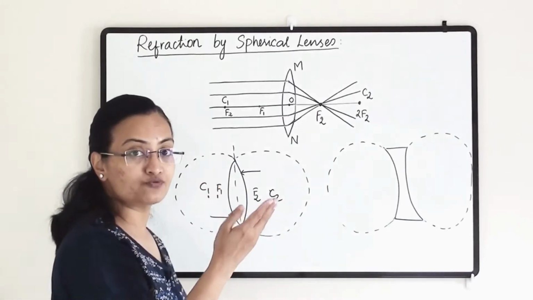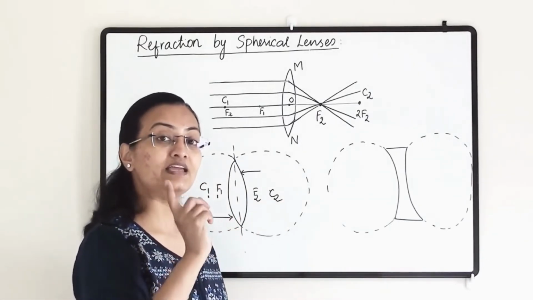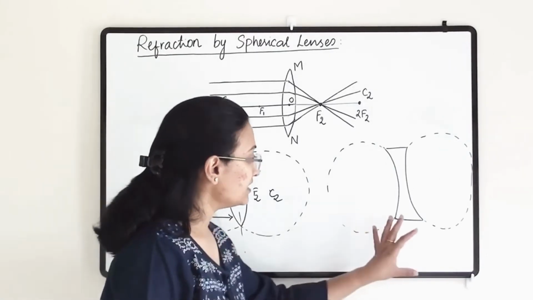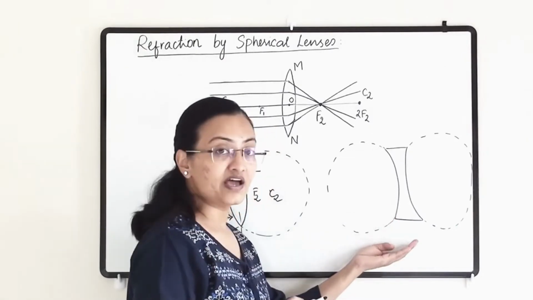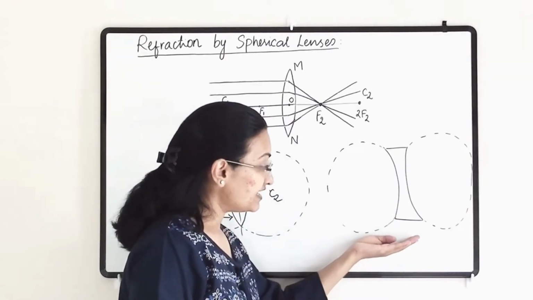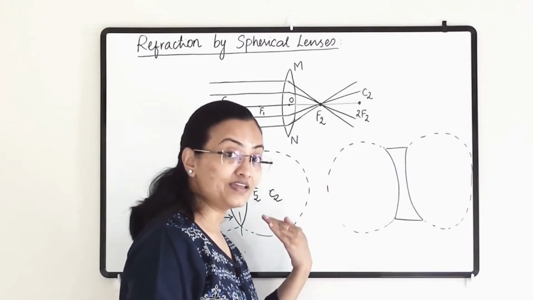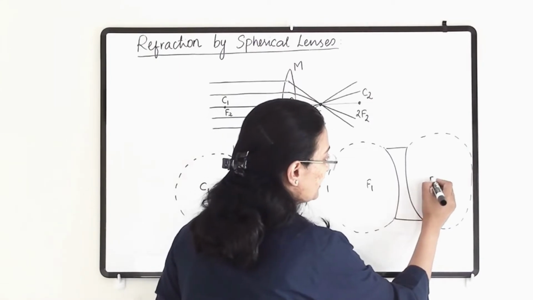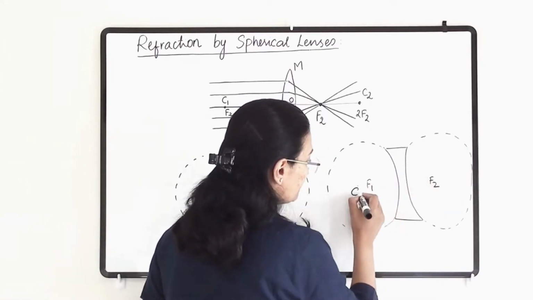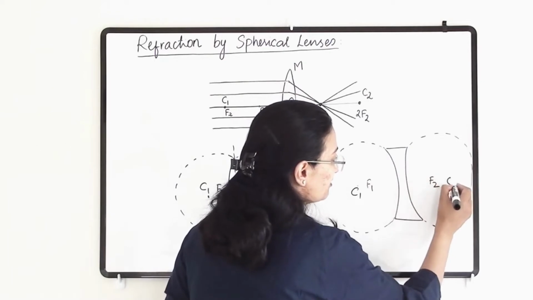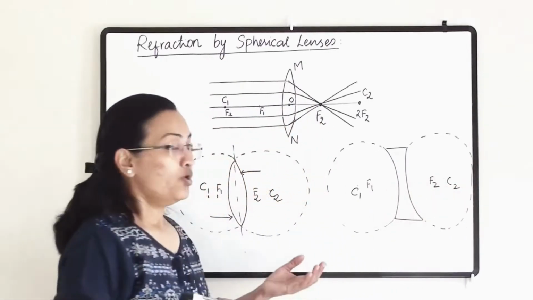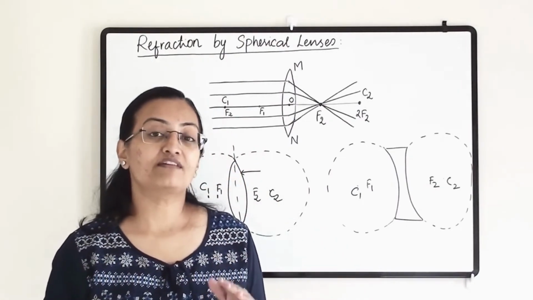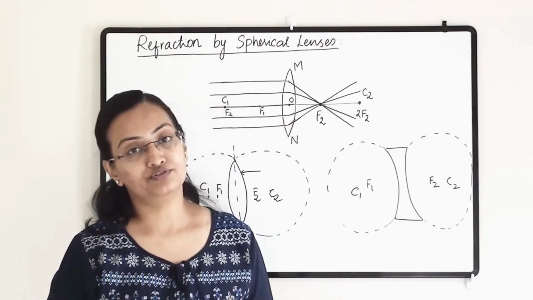For a convex lens the focus point and center of curvature lie behind it, as we studied in reflection of mirrors. But for the concave lens they will lie in front of it, because they are parts of spheres which lie in front of them. So here whatever we get is F1, and here whatever we get is F2. Similarly, the centers of curvature will be C1 and C2. So both convex lens and concave lens have two foci and two centers of curvature.